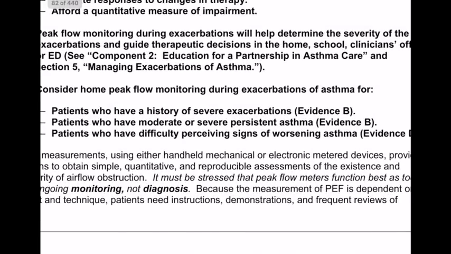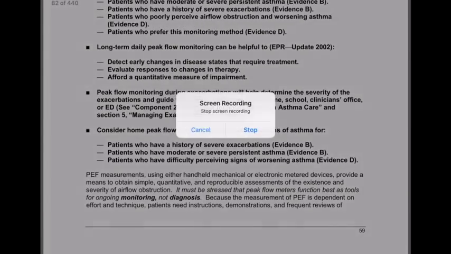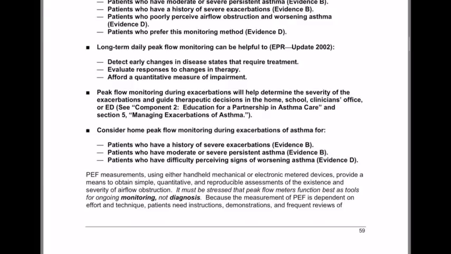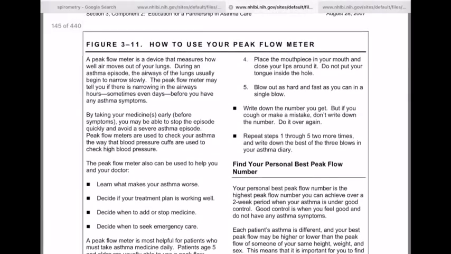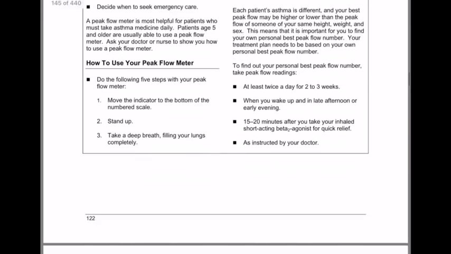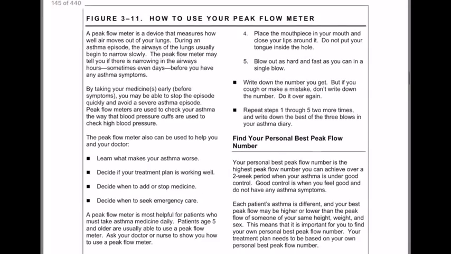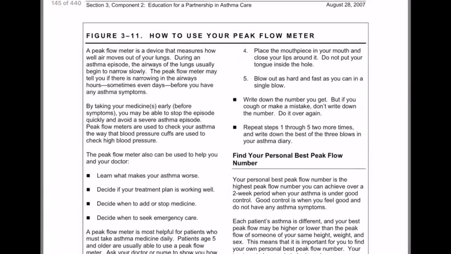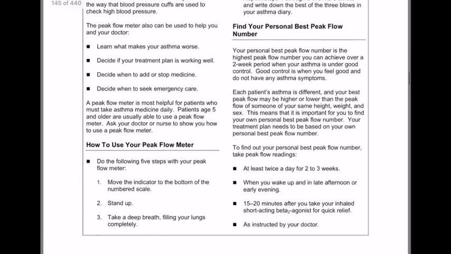And then if they're having an exacerbation, they can see if it's yellow zone or red zone, and what they should do there. So, that's in the guidelines. Also on page 145 of the document, number 122 if you're using the document's numbering, is figure 3-11. It's in section 3, component 2. It's written out instructions for how to use a peak flow meter.